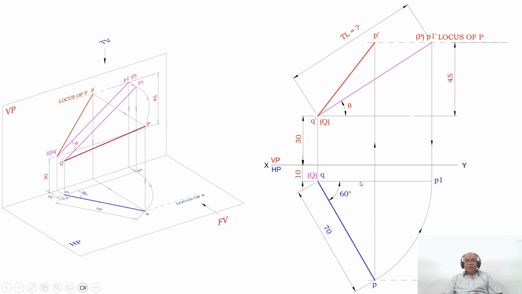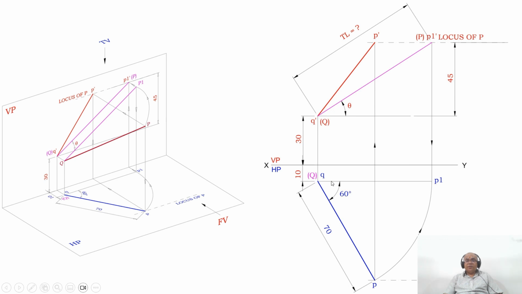Therefore, P1Q will be the line which is parallel to XY in the top view. Correspondingly in the front view, you are going to get the true length. So from here, you draw a vertical projector such that it cuts the locus of P in the front view. Then you mark this point as P1 dash.